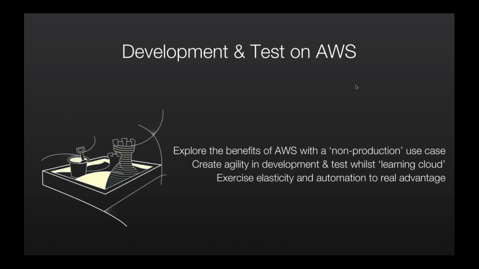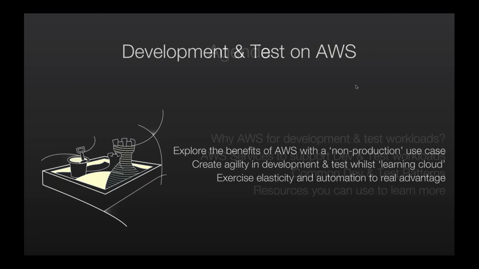So we're also going to be talking about exploring the benefits of AWS with a non-production use case, so things that aren't live in front of customers. And we're going to talk about how to create agility and elasticity in your dev and test environments, and using this also as a lesson to learn about our services so you can eventually use these lessons you learn for your production workloads as well. We're also going to be talking about how to take advantage of AWS services to enable you to do automation so that you can scale your dev and test workloads on AWS.